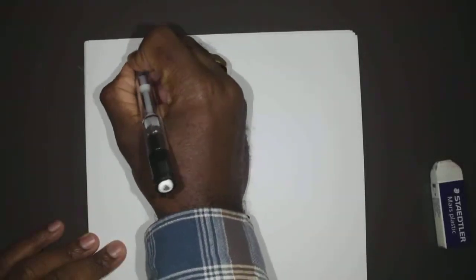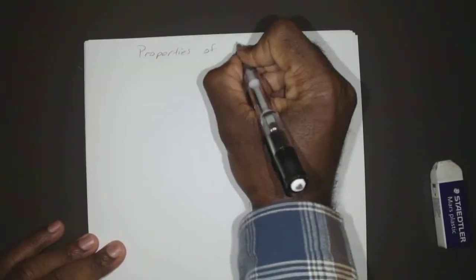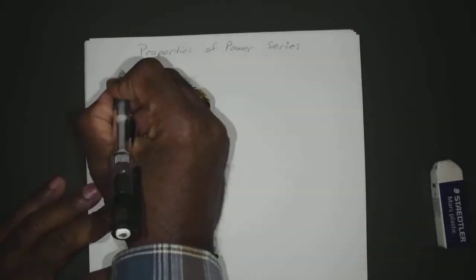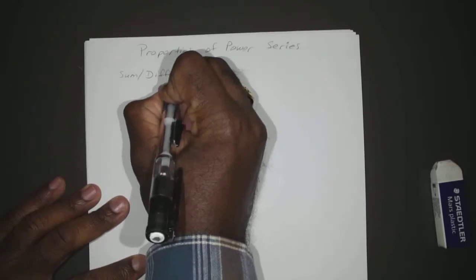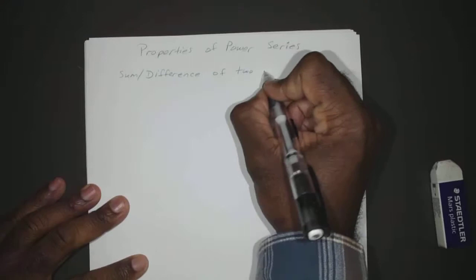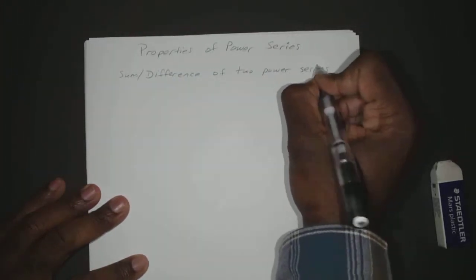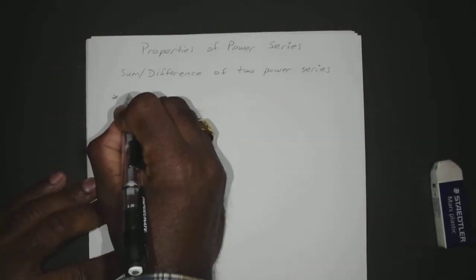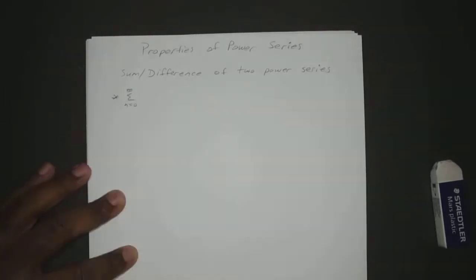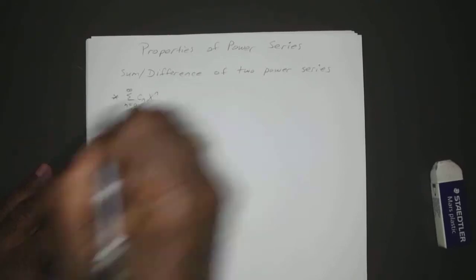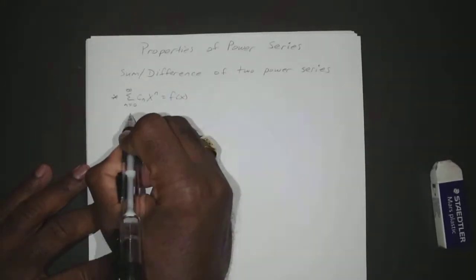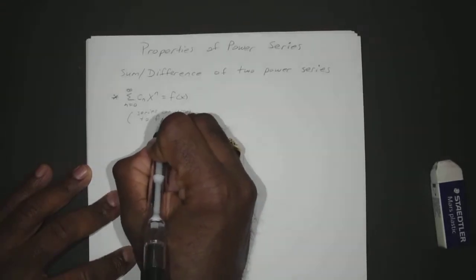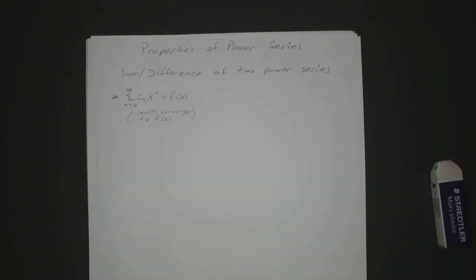All right, so let's say we go to the properties of power series. Now we're going to look at the sum and difference of two power series. Okay, so let's say we have a power series, sum from n equals 0 to infinity of c sub n x to the n power, and it converges to some f of x. So the series converges to f of x, the same way it did before, where you went through all of that and ended up with some function of x.